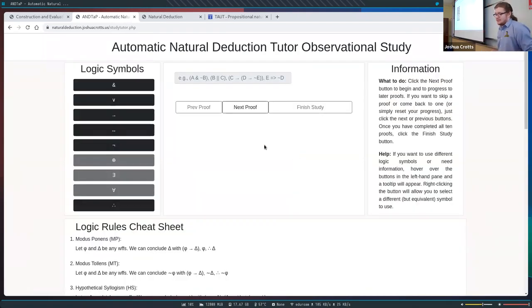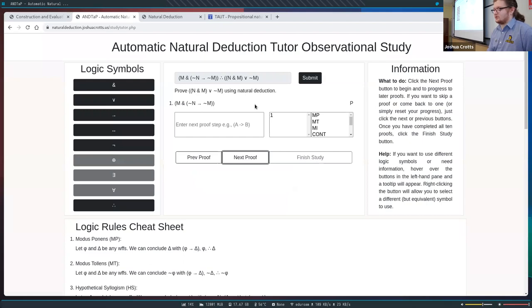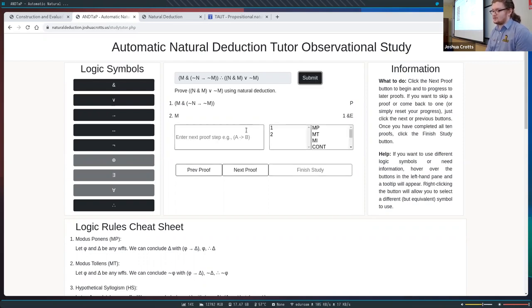So this is what they got. There are 10 proofs that they had to solve, and they could go between them like this, and they were given the conclusion. This is the one that I actually showed on the screen. They would try to solve the proof. So for instance, we could apply a conjunction elimination rule and then submit it. And they would just keep going until they derive that conclusion.